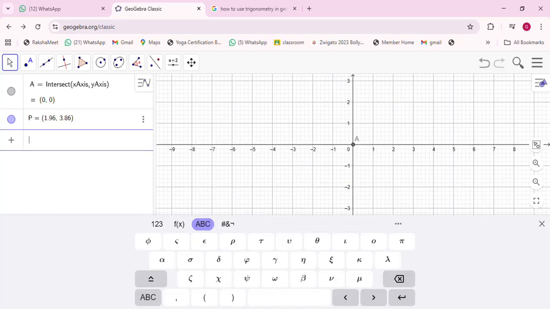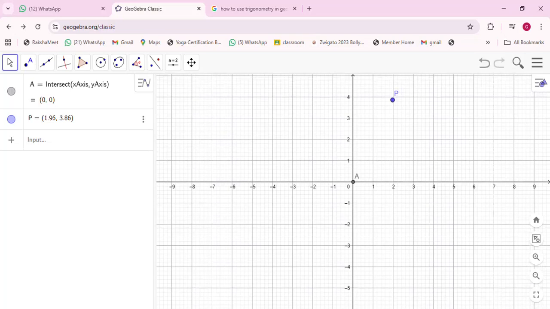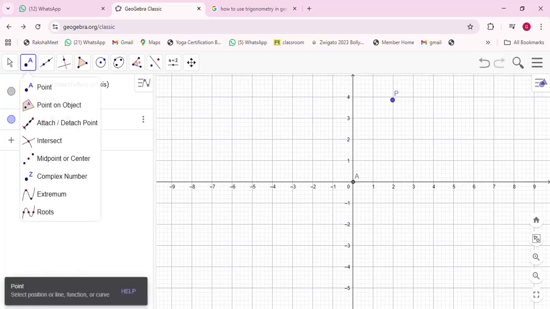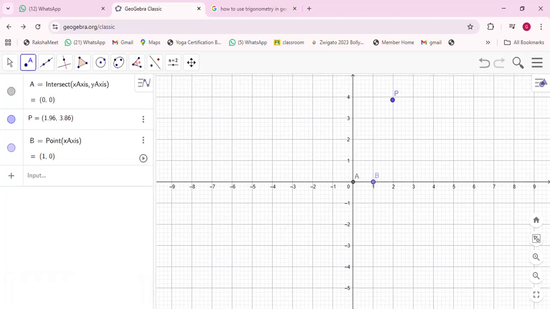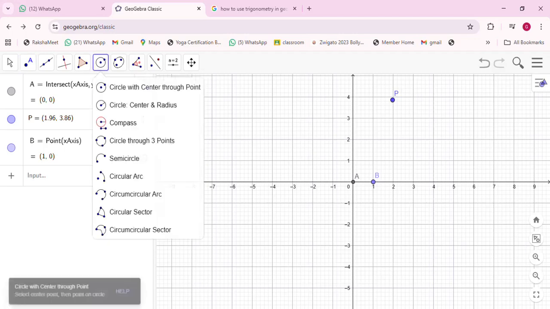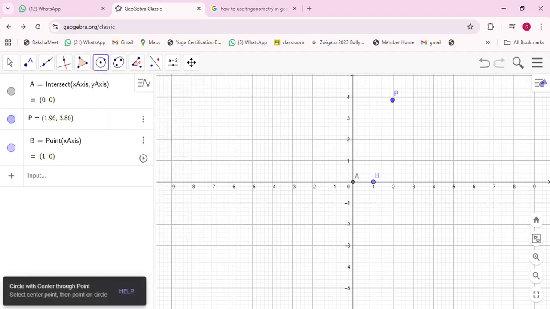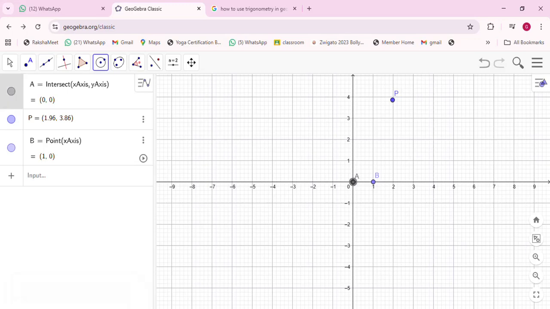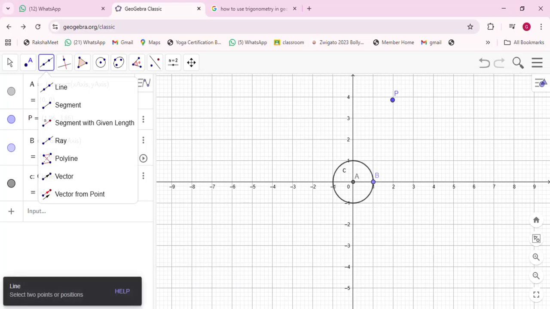Another point I will take here, standard 1 unit, so B point. I will draw a circle passing through center, that is A, and passing through B. So click on the circle tool, circle with center through the point. Click on the center first and then B. This will draw a circle passing through the point. I will join the segment AP. So click on the segment tool and select point A, point B.